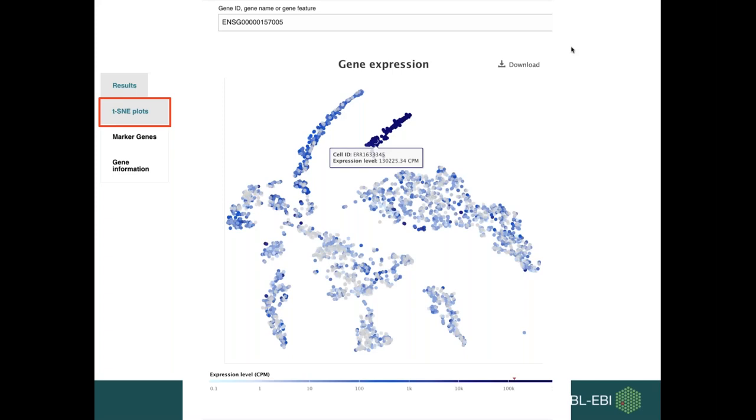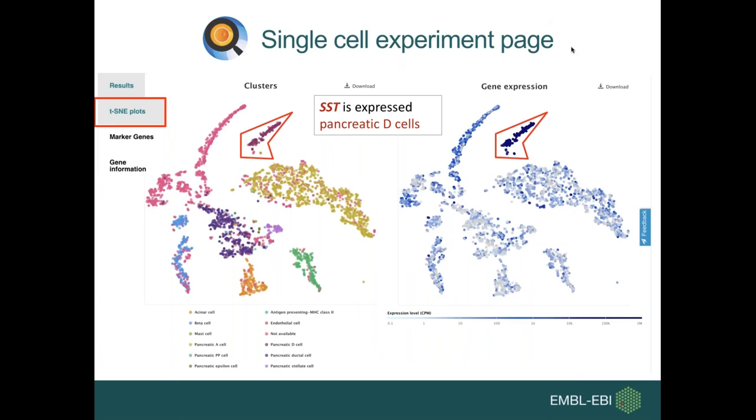And by hovering over a particular point, you can find out the exact CPM, which stands for counts per million, value in that cell. So as you can see on this slide, our gene SST, or somatostatin, is particularly highly expressed in this one cluster, number 9. And from the inferred cell type annotations, we know that this actually represents the D, or delta, cell population from the pancreatic islets.